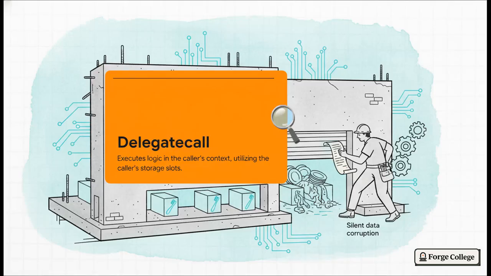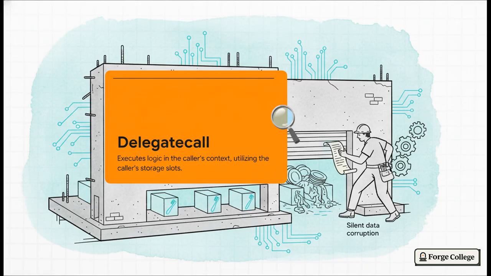To really get architecture on the blockchain, you absolutely have to understand the fundamental physics of the environment. Where does your code live? Where does your storage live? And crucially, who is paying for it all? The biggest, heavy-hitting force here is the delegate call.